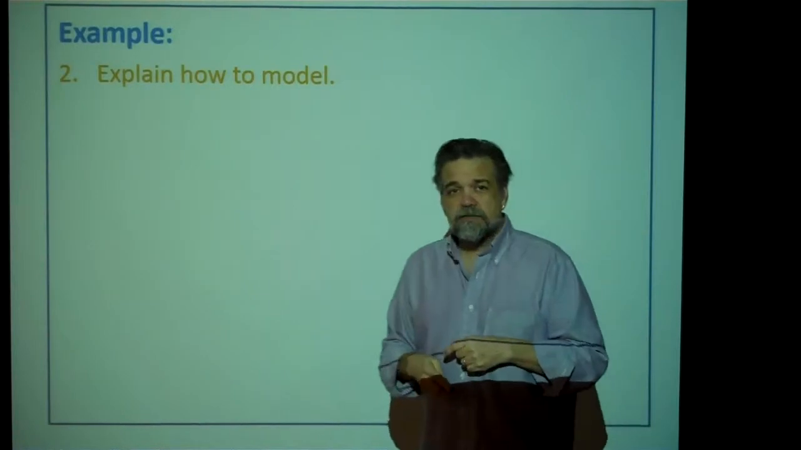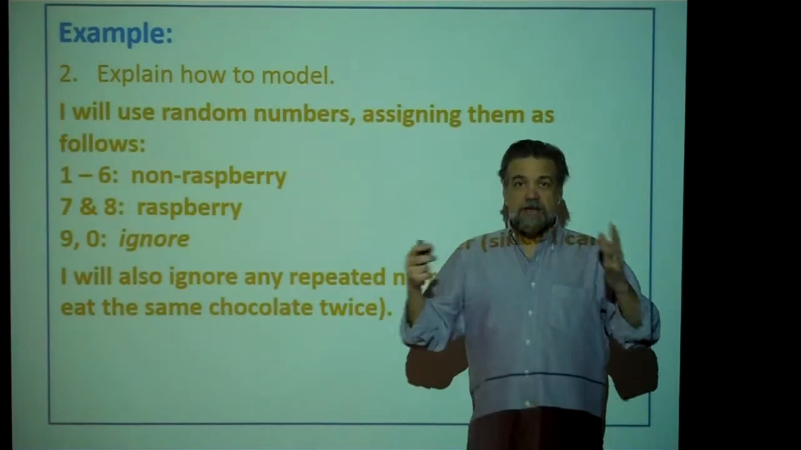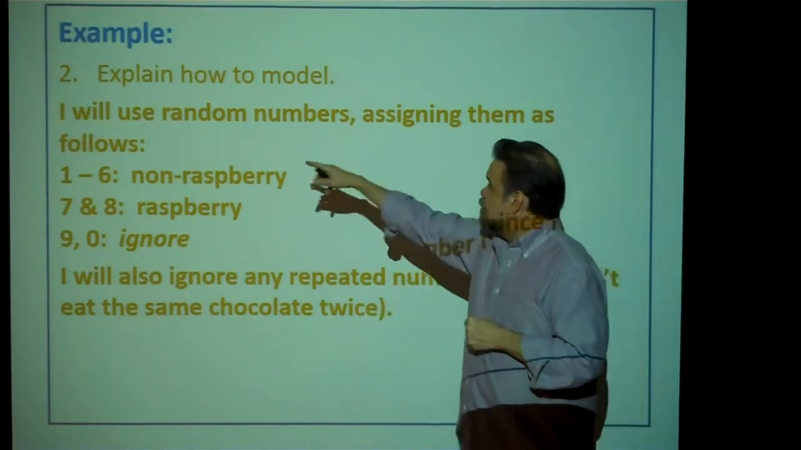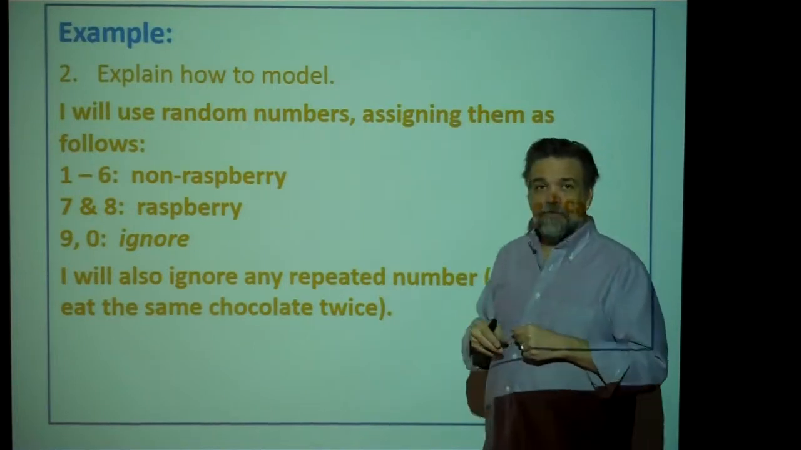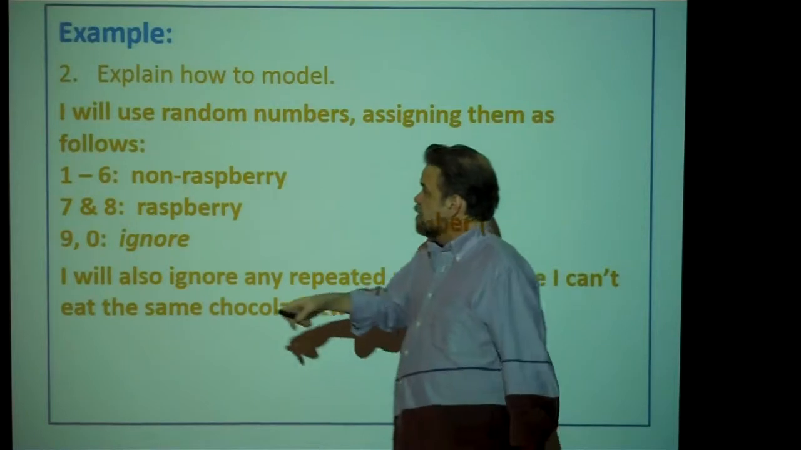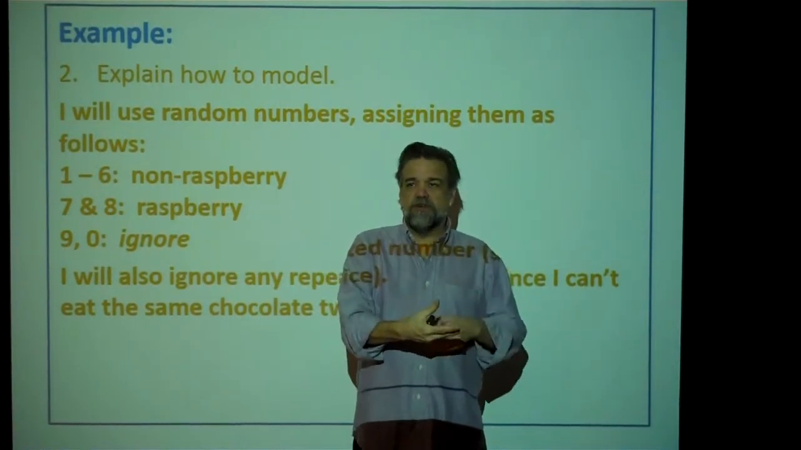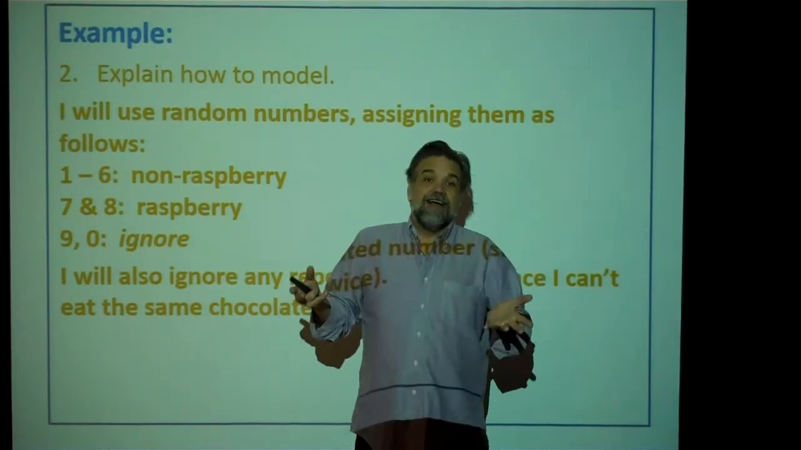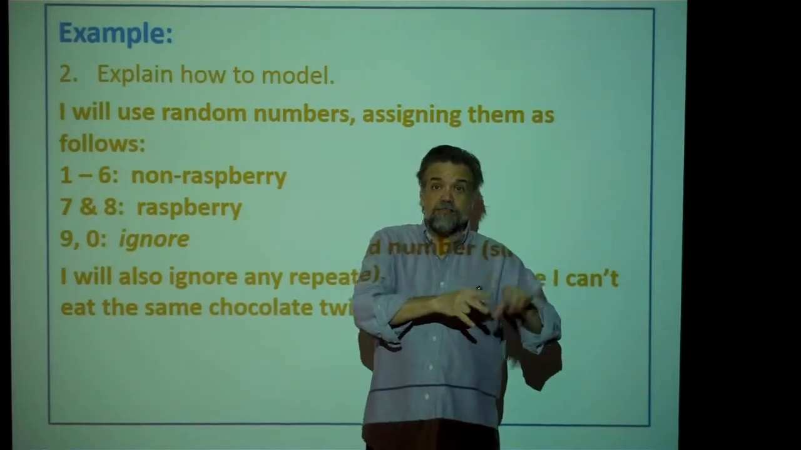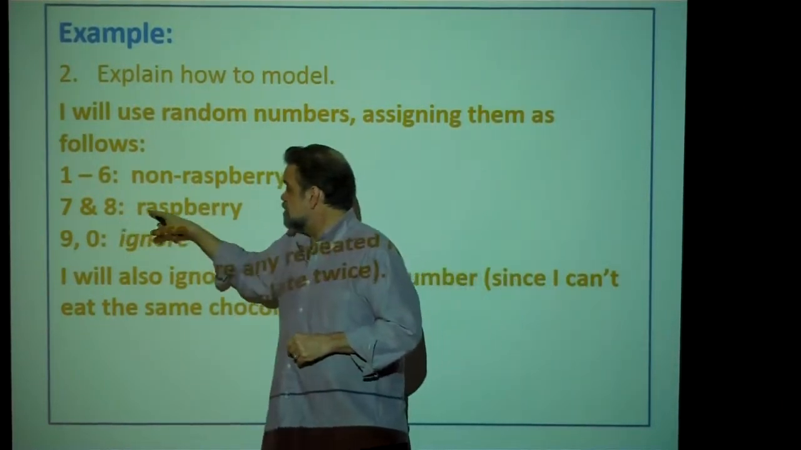Second step, explain how you're going to model this. And what I mean is, okay, we have all these random digits, and so I'm going to use random numbers, and I'm going to assign those random numbers to different outcomes, okay? So 1 through 6, whether I get a chocolate filling or a caramel filling or a coconut filling, I don't really care, okay? Those are all just fine. So I'm just going to call those non-raspberry, okay? So 1 through 6 is going to be non-raspberry. 7 and 8 is going to be raspberry.